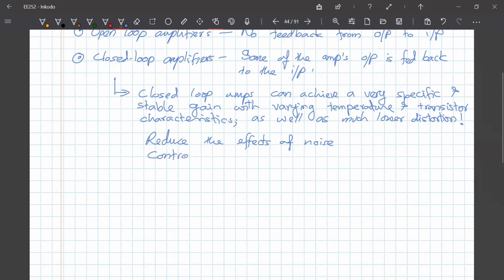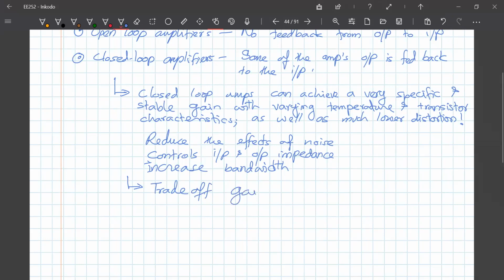Controls input and output impedance. Increase bandwidth as well. But this at a lower gain. So the trade-off is gain. You trade off gain to achieve these desirable properties.